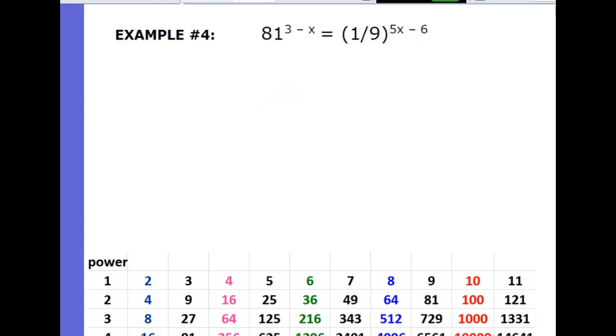Okay, so on my chart down here, I'm looking for the 81 and the 9 in the same column. So, we have an 81 and a 9 in the same column right there. 81 is 9 squared. 9 is 9 to the first power, but since it's a fraction, it's going to be a negative 1 power. Then I'm still going to have the 3 minus x.